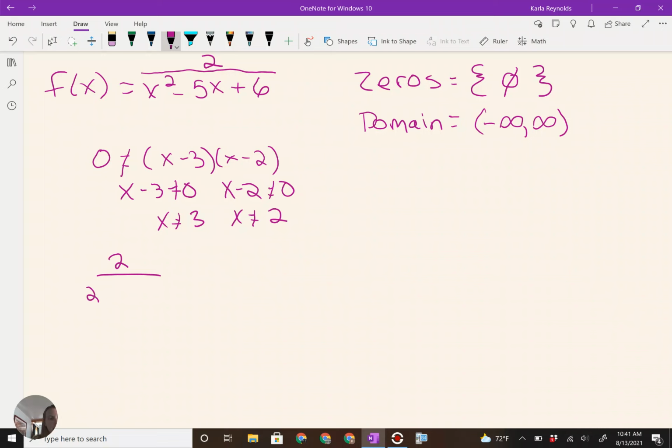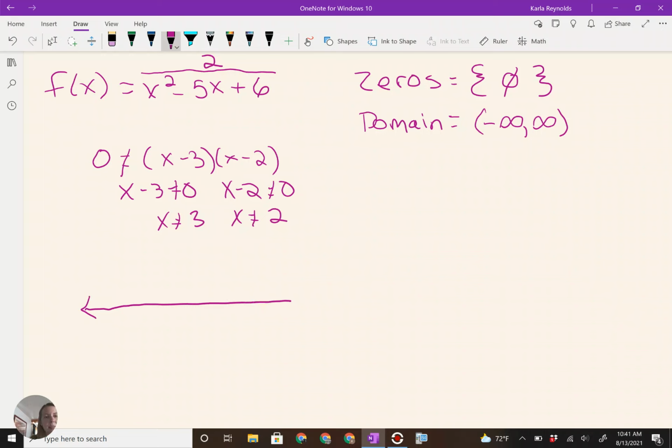So like if I did 2 squared minus 5 times 2 plus 6, I get 2 over 4 minus 10 plus 6, which is 2 over 0. So you can see I would be dividing by 0. So those are out of my domain. But any other number, I might get crazy numbers, but I would still have a valid number in the denominator.